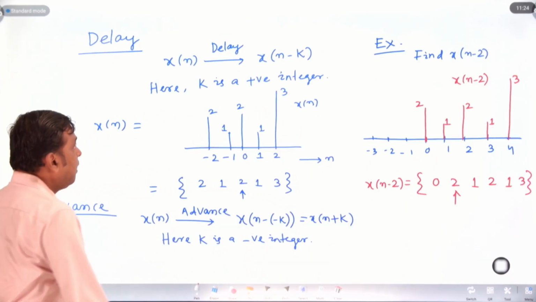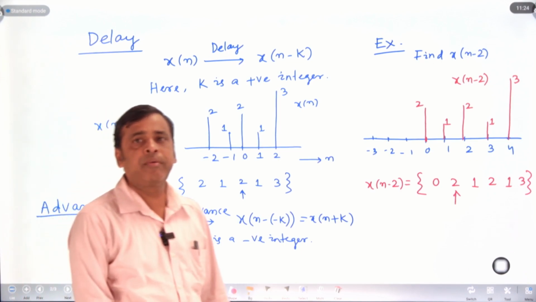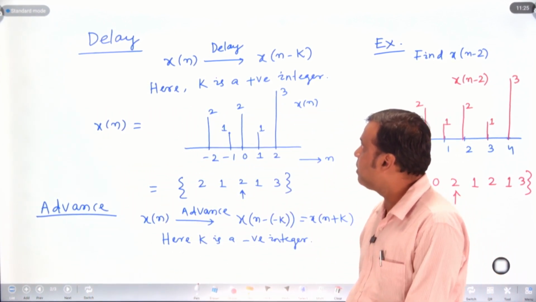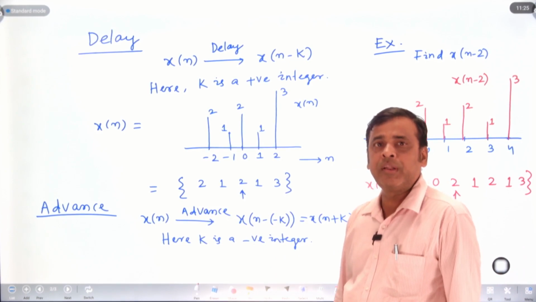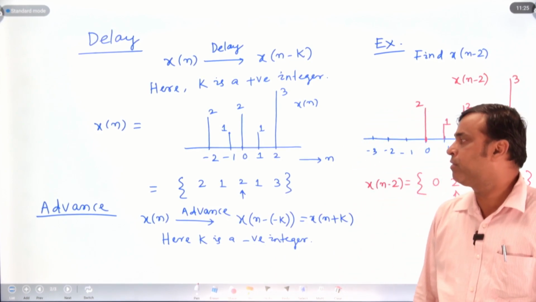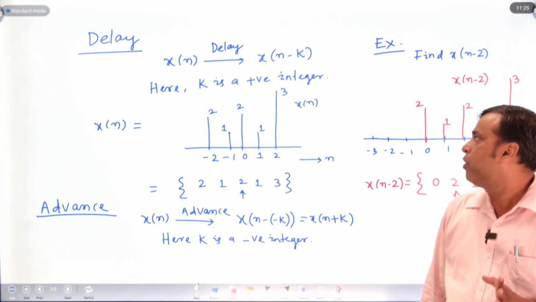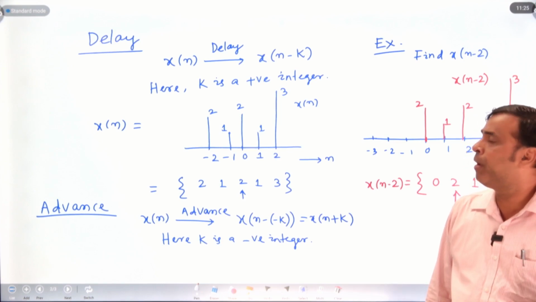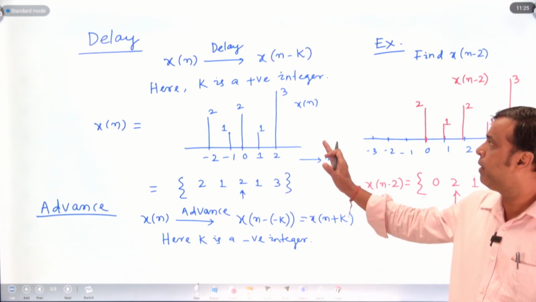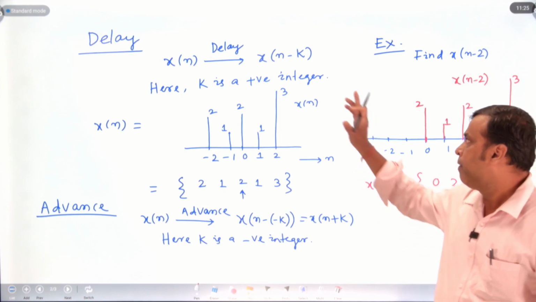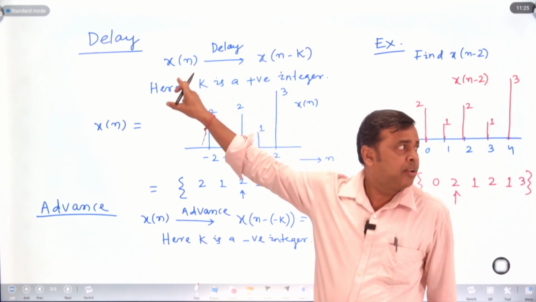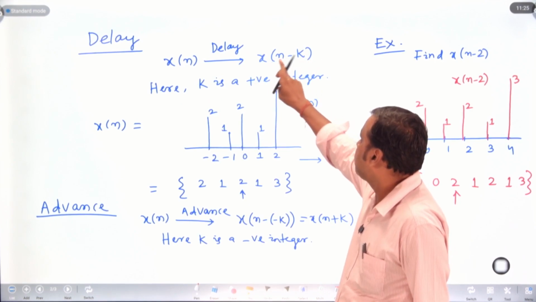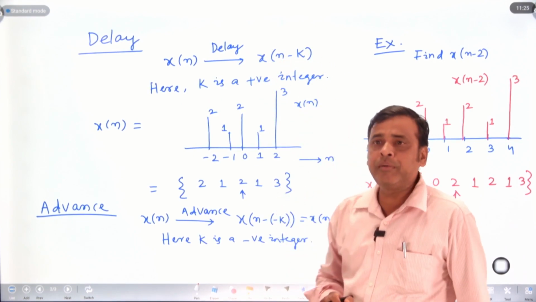Then we have discussed delay, as far as shifting of discrete signals is concerned. In shifting, delay and advance are very important, so you should not confuse them when shifting means maybe delay or maybe advance. If x of n is your original signal and it is delayed by k units of samples, where k is a positive integer, we write x of n minus k.